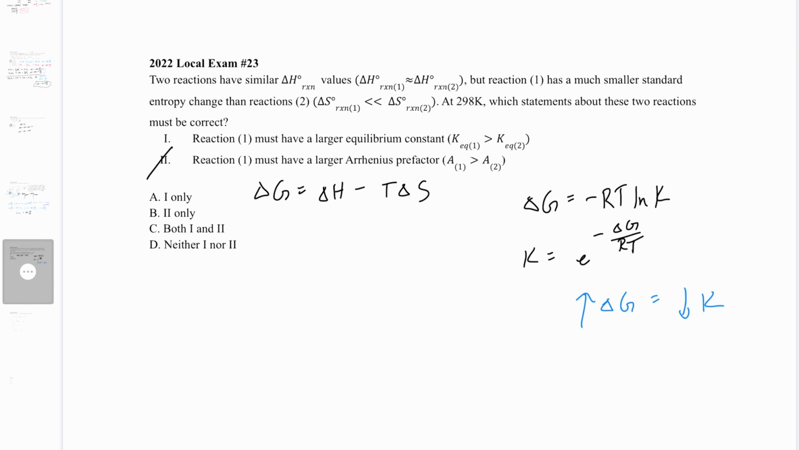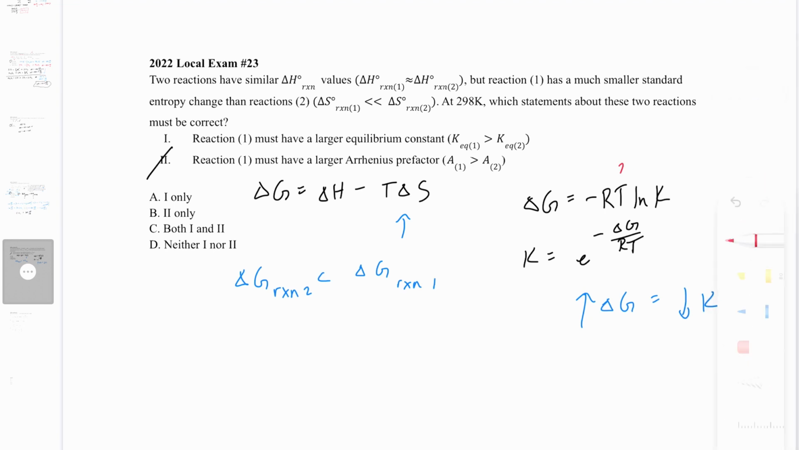Now let's tie that back to our first equation here. We know that our delta G is equal to delta H minus T delta S. If the two reactions have similar delta H values, all we have to look at is this T delta S value to find out which one is going to have a larger or smaller delta G value. If reaction 2 has a much greater change in entropy value, it means that the delta G of reaction 2 is going to be smaller than the delta G of our reaction 1.